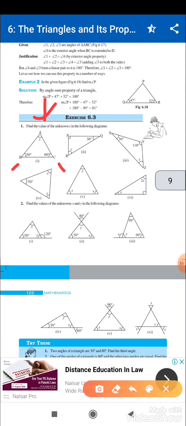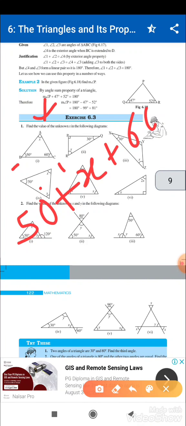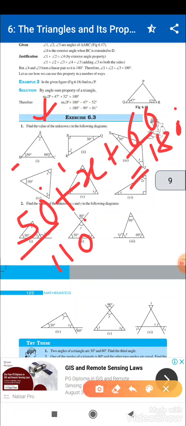For this we apply the angle sum property of a triangle. According to this property, the sum of the interior angles of a triangle is 180 degree. Applying this property, we have 50 degree plus x plus 60 is equal to 180 degree. First we add 50 degree and 60 degree on the left side, so we have 110 degree plus x, and it is equal to 180 degree.